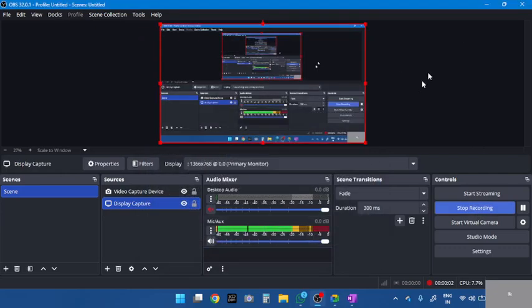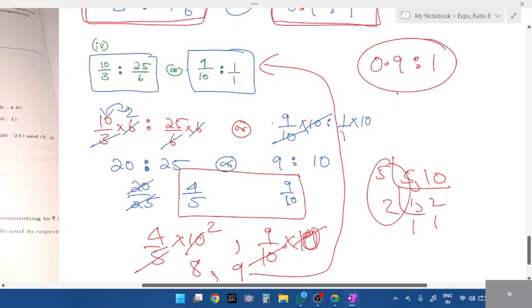Is this the answer? 9. 0.9 is to 1. All of you understood how to solve? Is it clear? Okay, when there are two terms, you can do it like next.